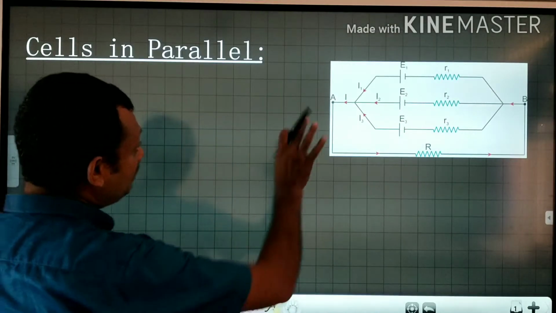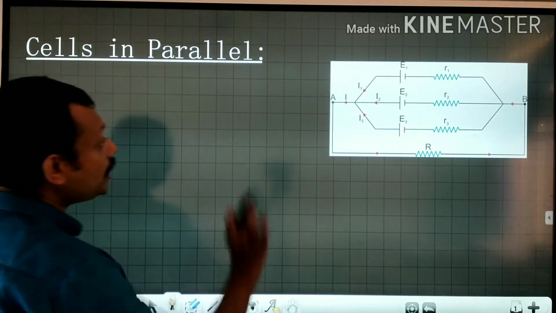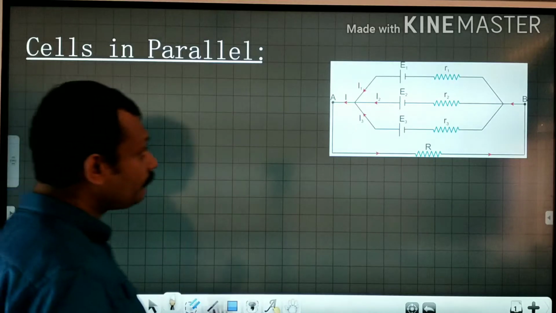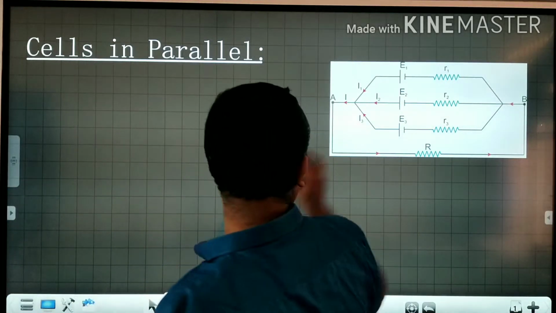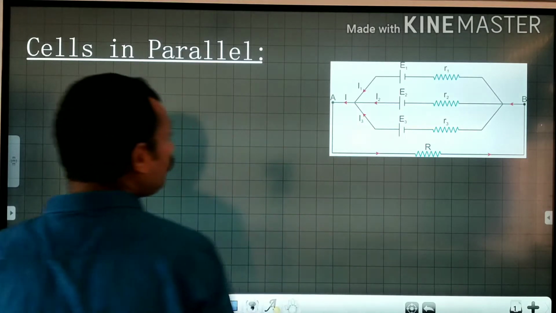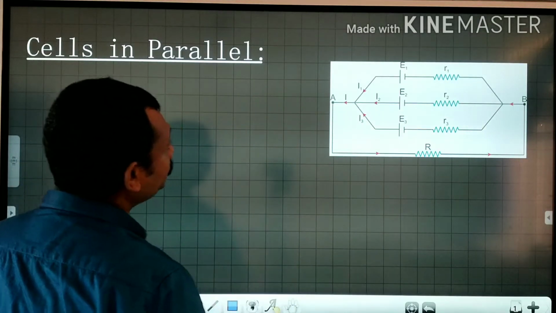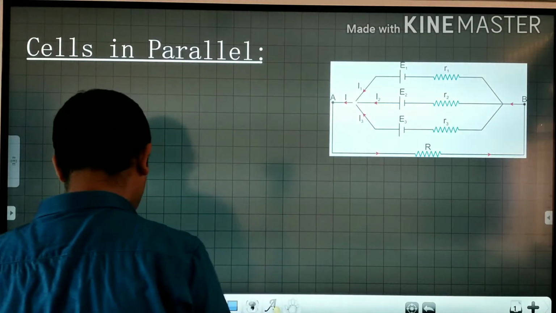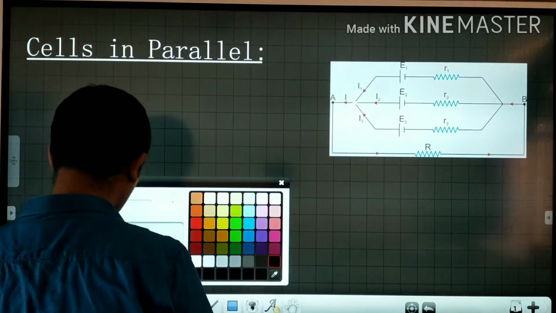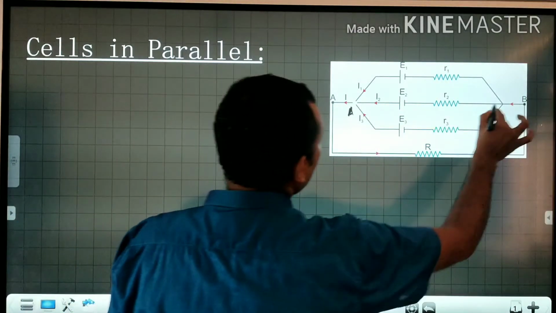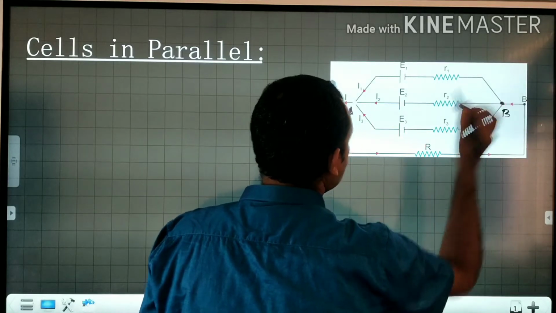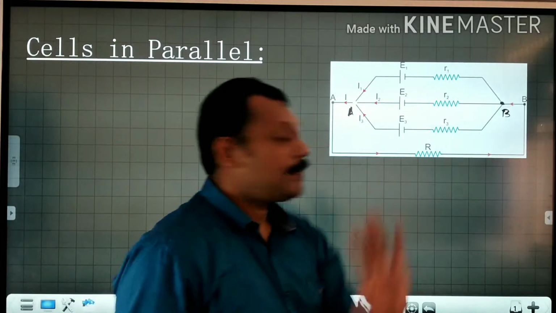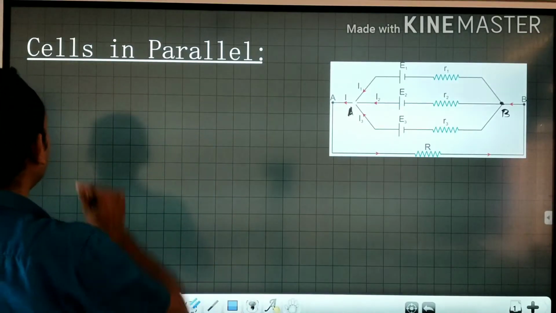Now we need to find out the effective EMF of this combination as well as the effective internal resistance. What's the procedure? We've got the points A and B. The cells are connected in parallel, which means this point is A itself and that point is B itself. That means the cells are connected between the points A and B.